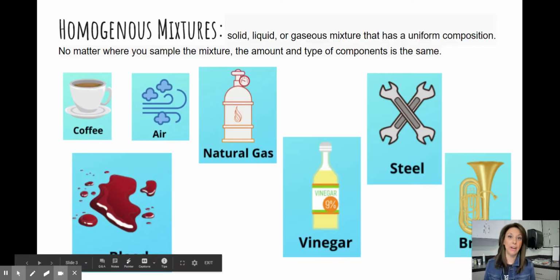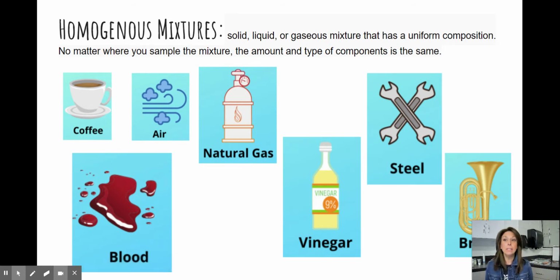Here are some examples of homogeneous mixtures. This could be a solid, liquid, or gaseous mixture, and it has a uniform composition. No matter where you sample the mixture, the amount and type of components is the same. Coffee, air, natural gas, blood, vinegar, steel, and brass.